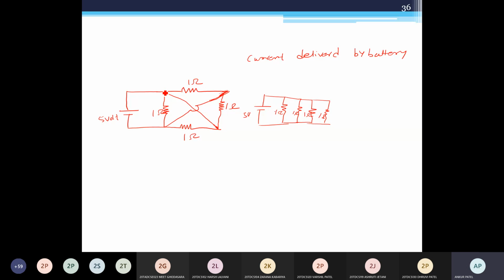Suppose I am removing this, current is 10 ampere. Tell me R equivalent first. R equivalent is 1 by 4, 0.25 ohm. And current I is equal to, according to that.